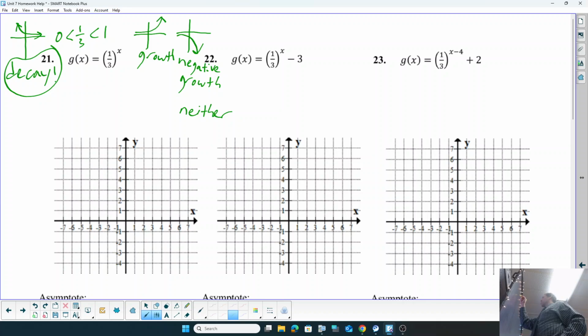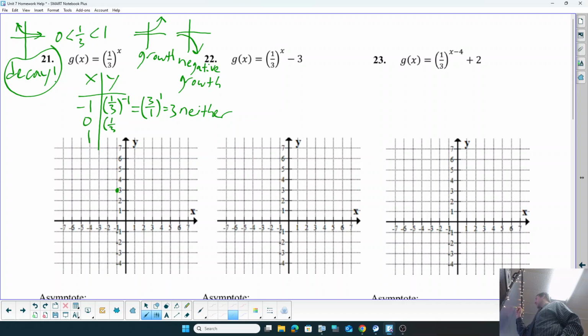So what you do is you do an XY table, and we choose a value to the left, in the middle, to the right. And so 1/3 to the -1 power, you have to flip it. Remember, flip it and change it to +1. And so that'll be 3/1 to the +1, which is just 3. So back 1 up 3.